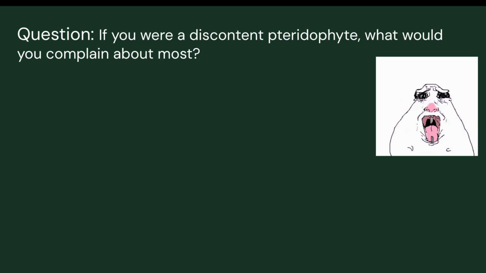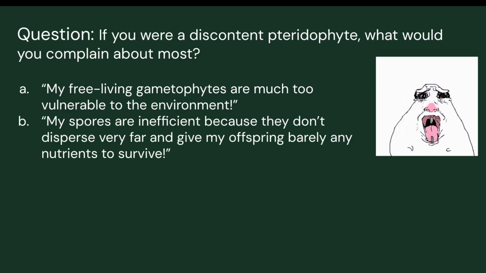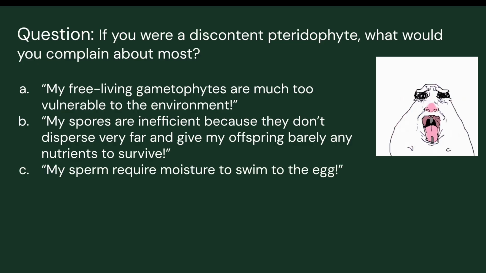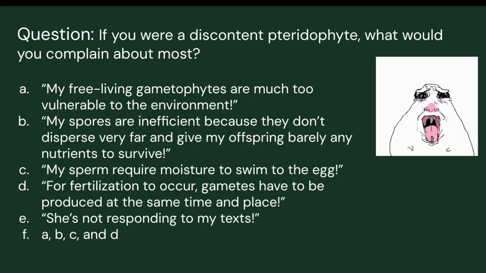So a quick question here. We're going to continue LARPing as plants. If you were a discontent pteridophyte, what would you complain about most? Would it be that your free-living gametophytes are much too vulnerable to the environment? Would you say that your spores are inefficient because they don't disperse very far and give your offspring barely any nutrients to survive? Maybe your sperm will require moisture to swim to the egg, which is just plain annoying. For fertilization to occur, your gametes have to be produced at the same time and place, temporal and spatial. Or maybe she's not responding to your texts. Well, what do you think?